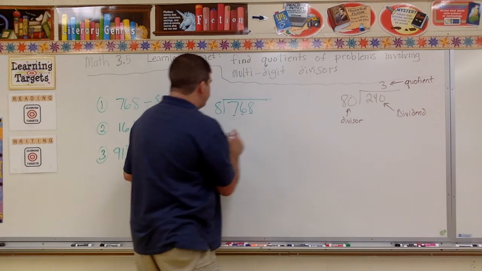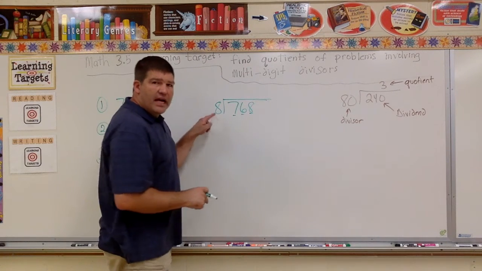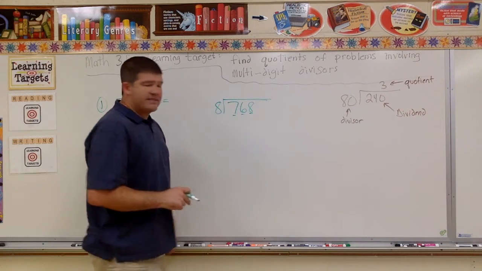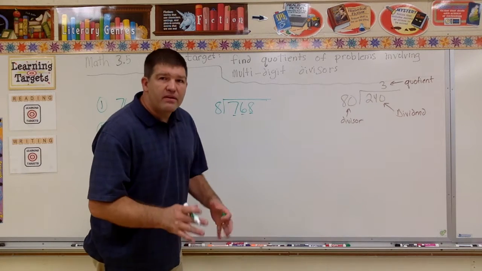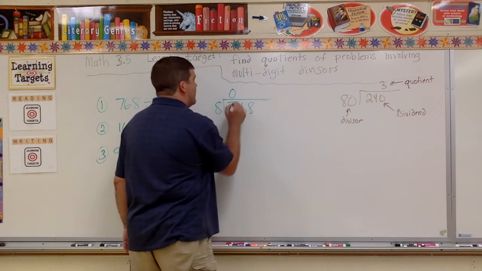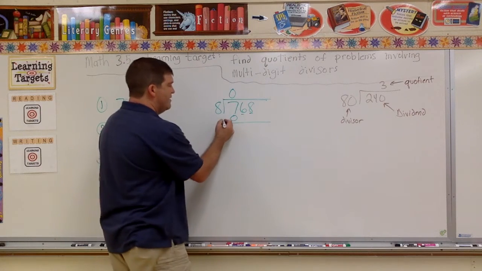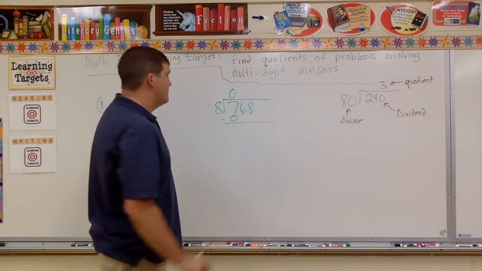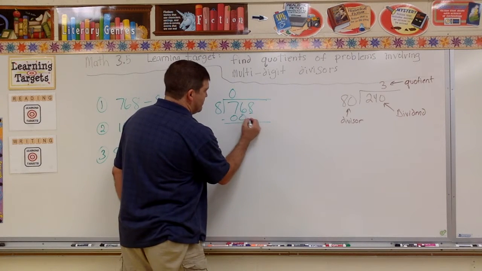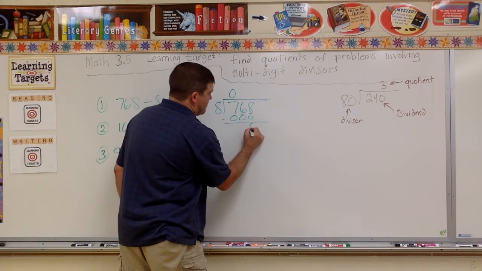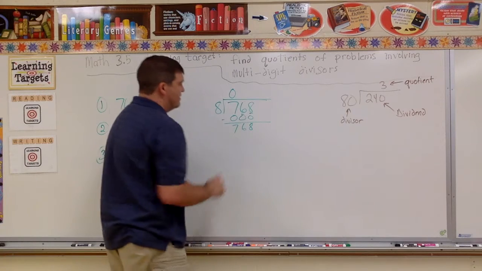So let's do this. So we asked ourselves, how many times does 8 go into 7? Well, 8 goes into 7 0 times. 0 times 8 is 0. Okay? And now I subtract. And when I subtract it, I can put zeros here. That becomes 8, 6, 7.